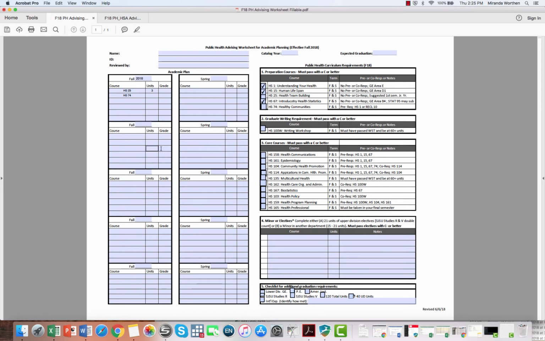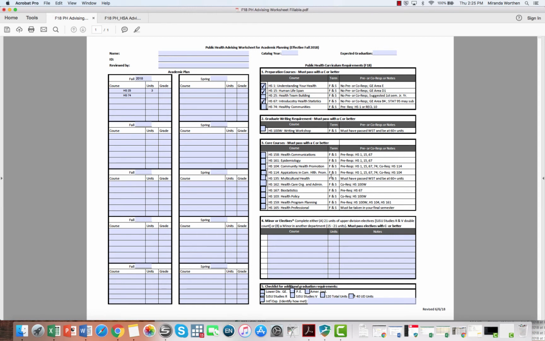So the way that you use this worksheet is that you place each course in sequence. And if you're doing the general degree, you would either take a minor or complete 21 units of upper division electives. So you'll have to write in what the courses are that would either count towards your minor or would be used as your upper division electives.